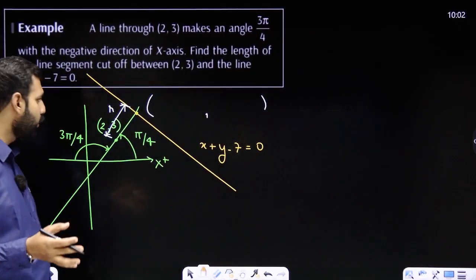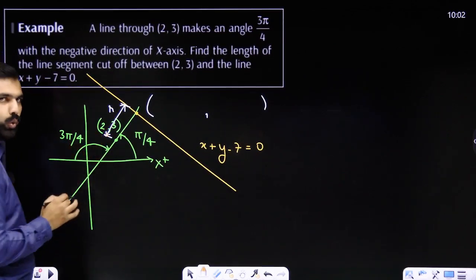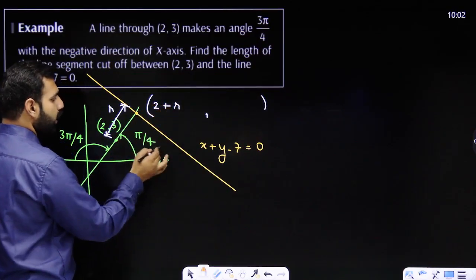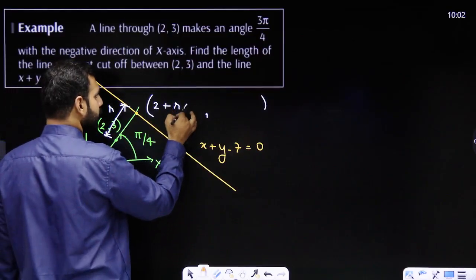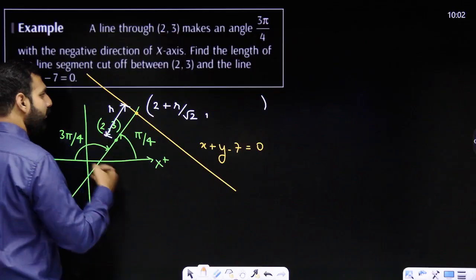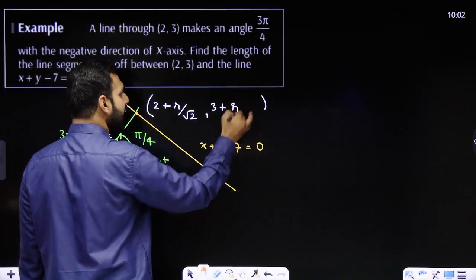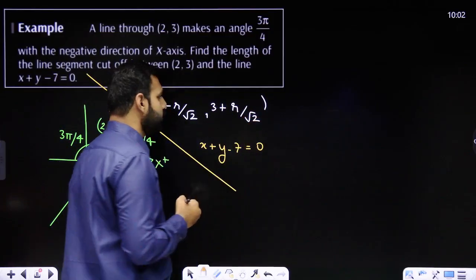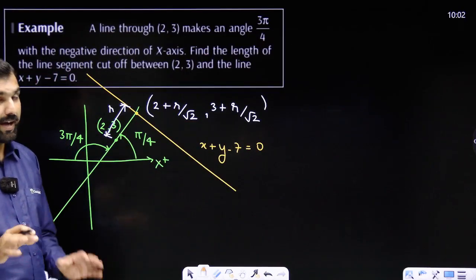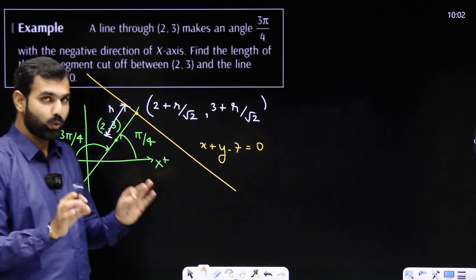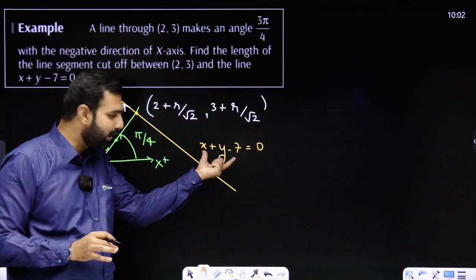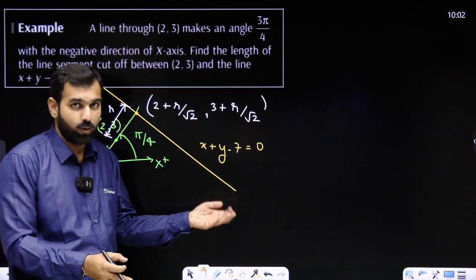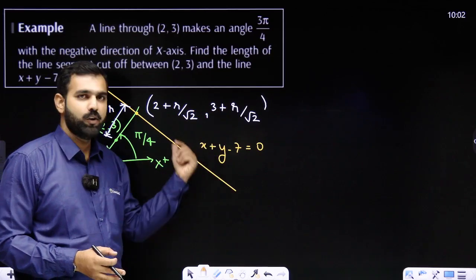We all know how we write it. So it is going to be 2, which is x1, plus r, which I don't know, cos pi by 4. Cos pi by 4 is going to be 1 by root 2. Similarly, y1, which is 3, plus r sine pi by 4, which is again 1 by root 2. So this is going to be the coordinates of this point. Now, this point happens to lie on this line, which means it should satisfy this equation of the line, and by having this equation, I can get the value of r.